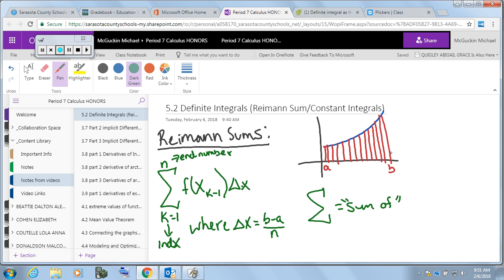And so what he ended up saying is that if I take the limit of this summation, and so that's what I'm going to write here, if I'm going to take the limit as n approaches infinity of this summation, I am going to get the exact representation of the area under the curve. And that's going to lead us into the definite integral.